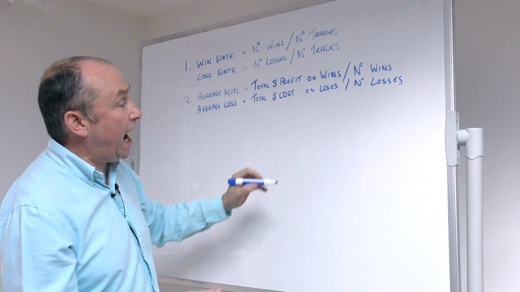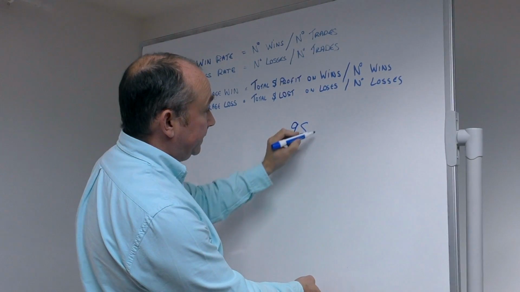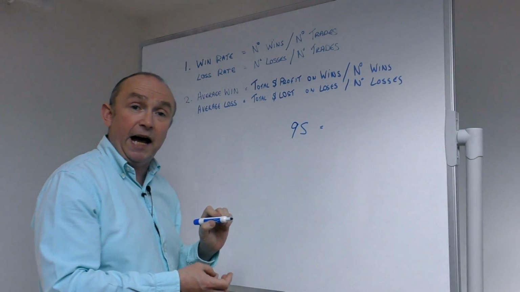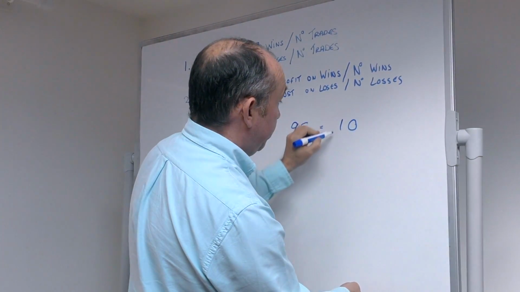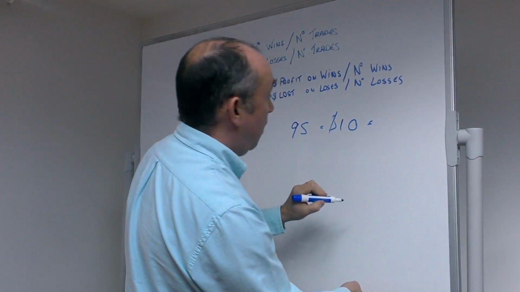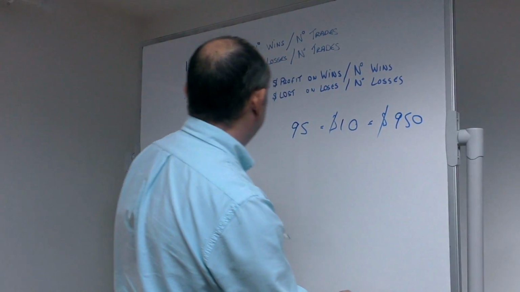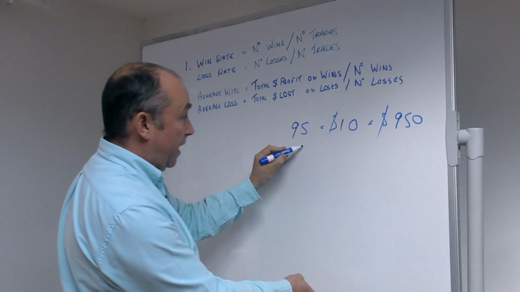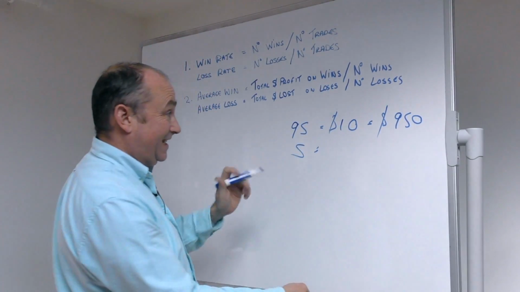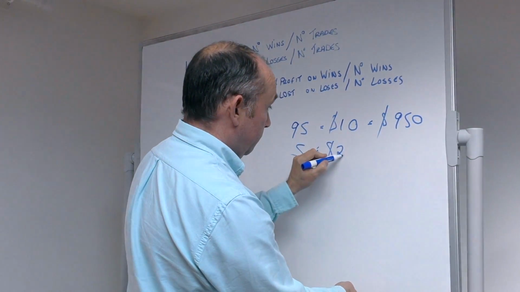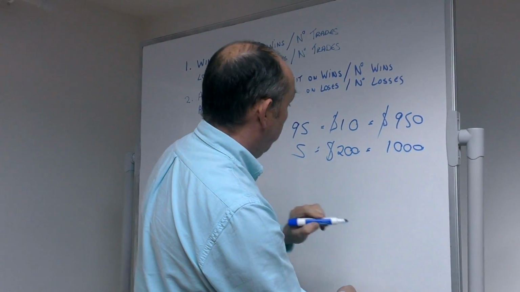So for example, you could have a strategy with a win rate of 95%. That means it's going to win 95 times out of 100. But each time it wins, the average win could be just $10. That will give you a profit after 100 trades of $950. Okay, but the average loss, well, you're going to have 5 losses every 100, and if the average loss is, say, $200, then you're going to be losing $1,000 on those 5 losing trades.